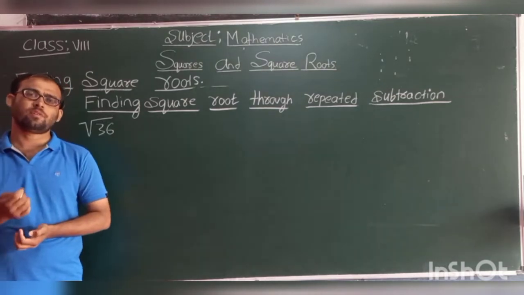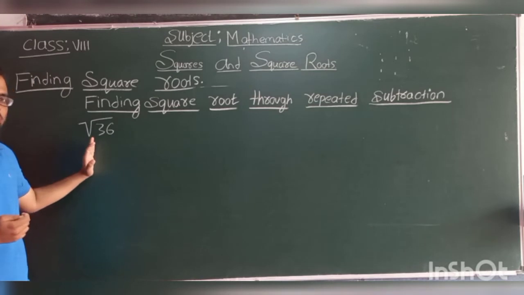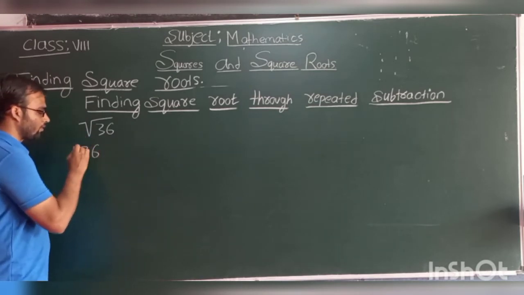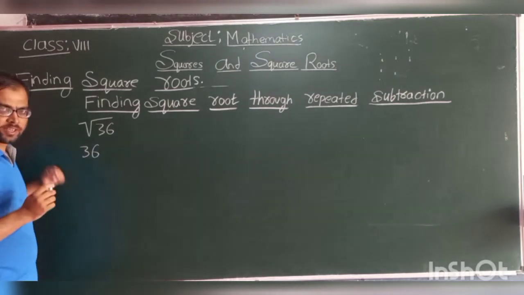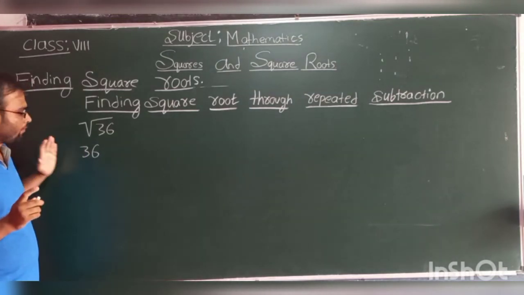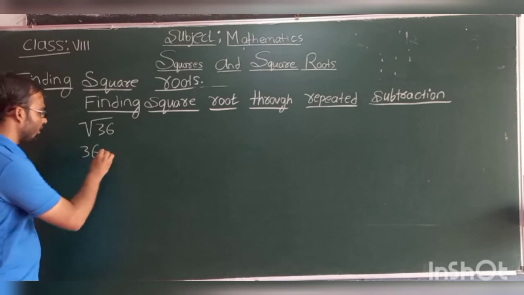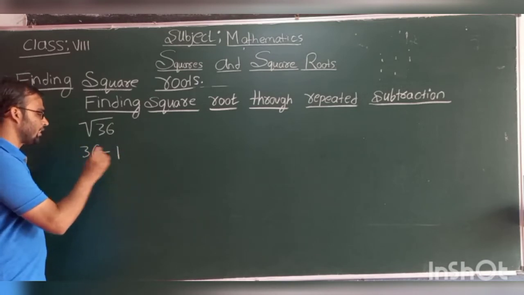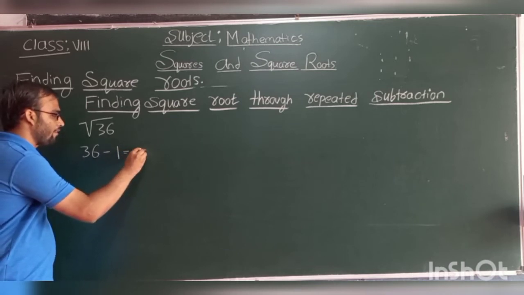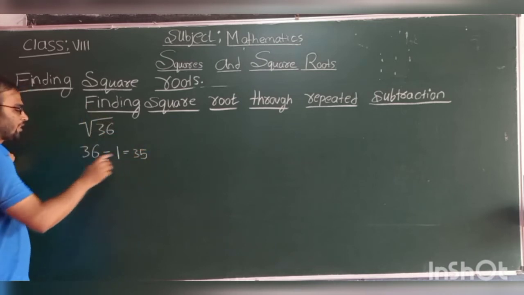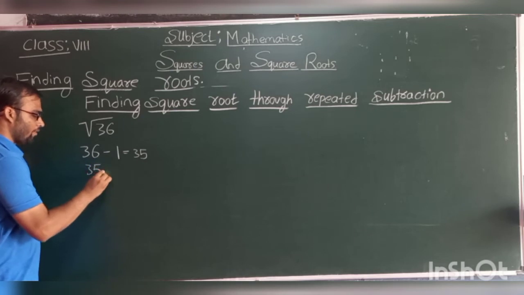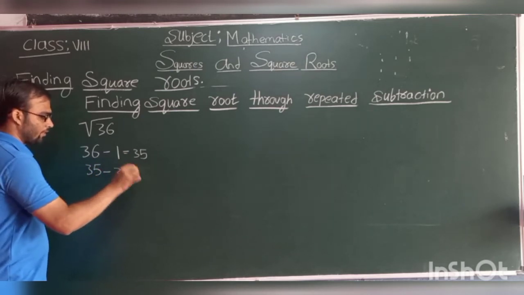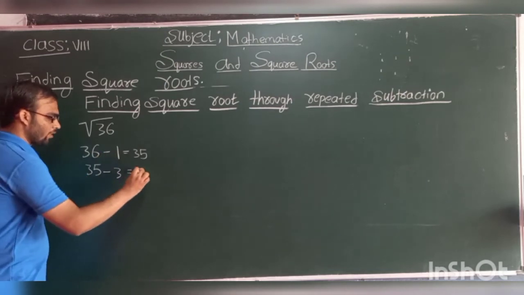Students, now we'll find the square root of 36 using repeated subtraction method. So just take this one. Now subtract the first odd number from 36. What's the first odd number? 1. 36 minus 1 is what? 35. Just take this one. 35. Now subtract by the second odd number. 35 minus 3 is what? 32.